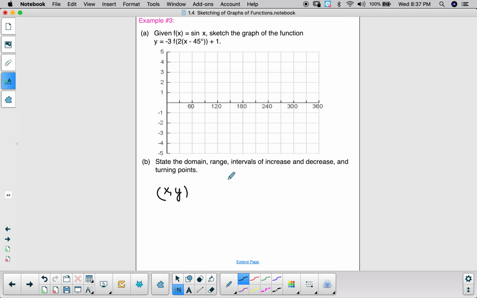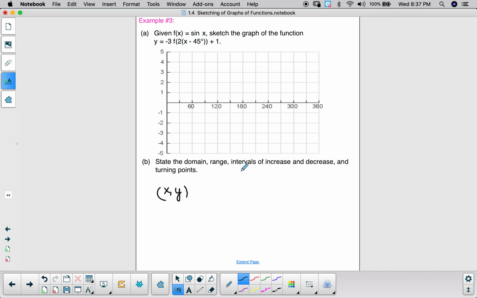So you have to sketch the graph. In order to sketch the graph, we need points. In order to get points, we need to take the points from the parent function, which is the sine x function, and then apply the changes to it, and then get the new points, which you can use to graph and sketch the graph of this transform function.